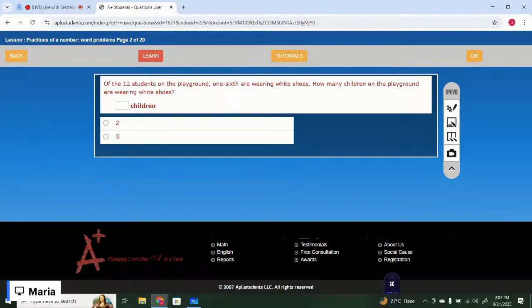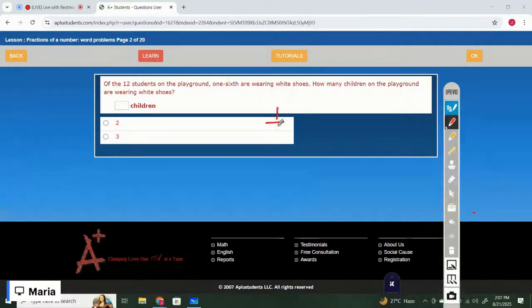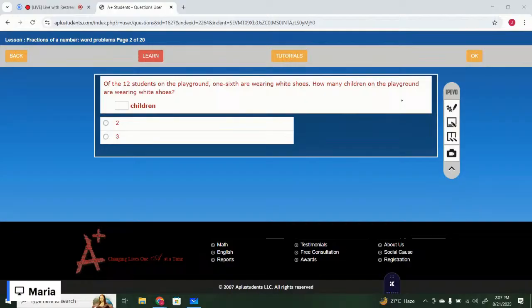Of the 12 students on the playground, one sixth are wearing white shoes. How many children on the playground are wearing the white shoes? So one sixth of 12 are wearing white shoes, right? 12 times 1 is 12, 6 times 1 is 6. So 6 times what number is 12? That is 2. Option number 1 is the correct option. 2 it is.